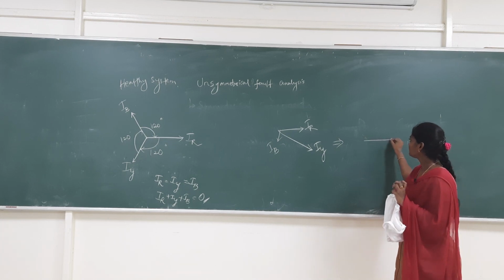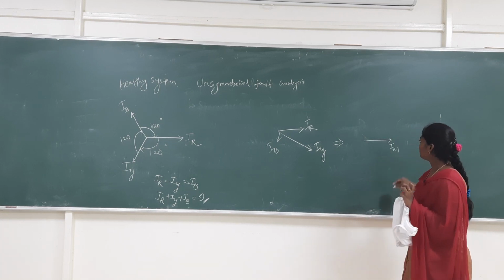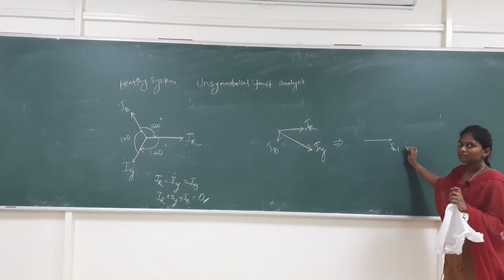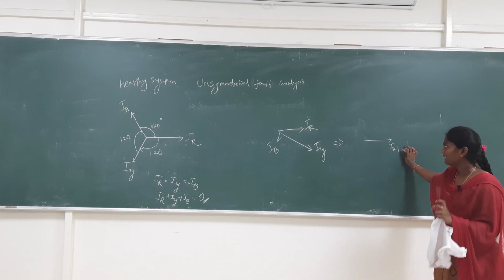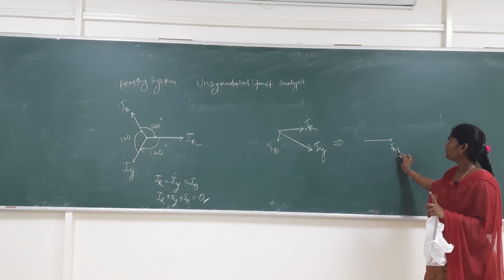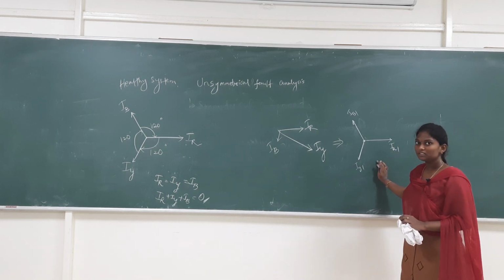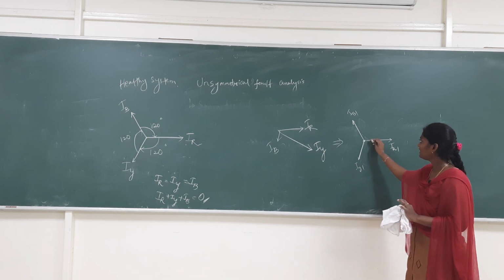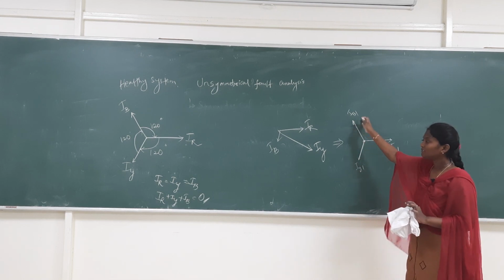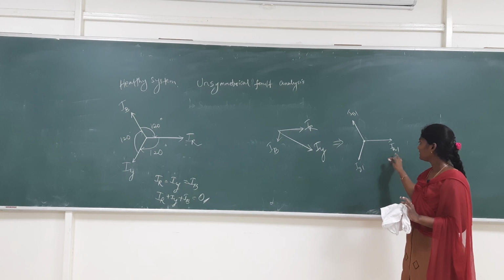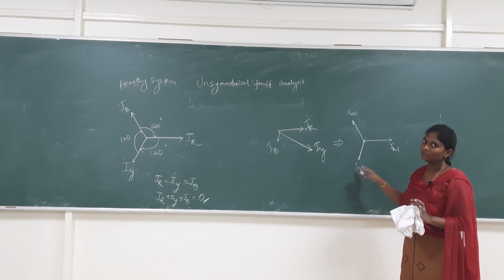Positive means suffix 1. The positive sequence symmetrical component is represented by, for example, IR1, the positive sequence symmetrical current through the R phase. This is the positive sequence symmetrical component. Here the magnitude of each phase is the same: IR1 equals IY1 equals IB1.